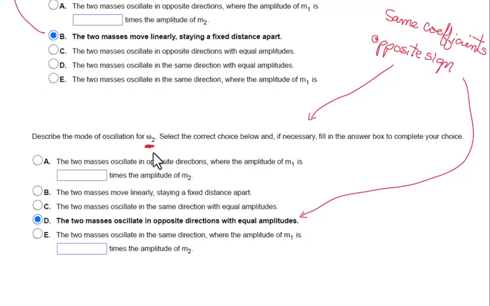And so when they ask you about omega 2, they have equal magnitudes, amplitudes, but they are moving in opposite directions because one is plus and one is minus.